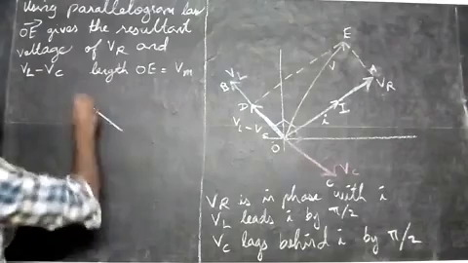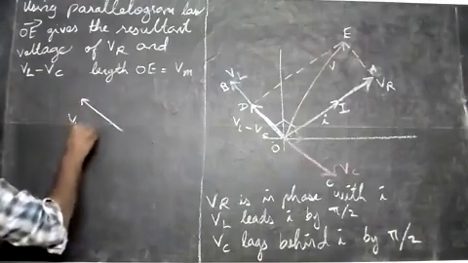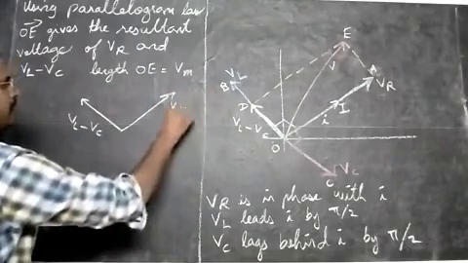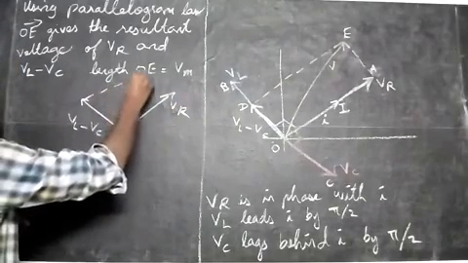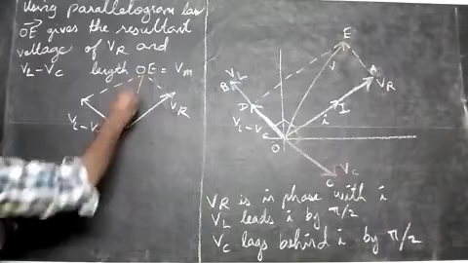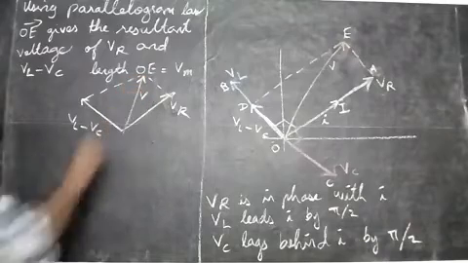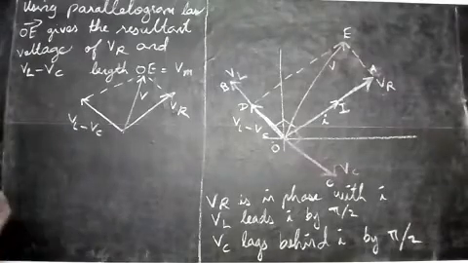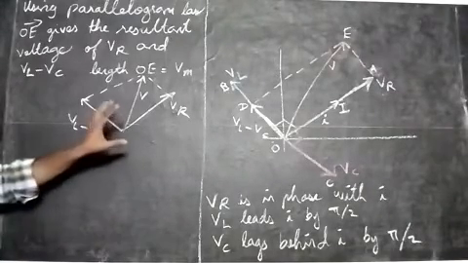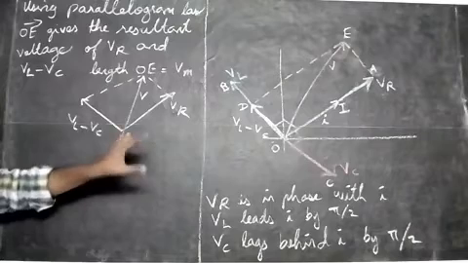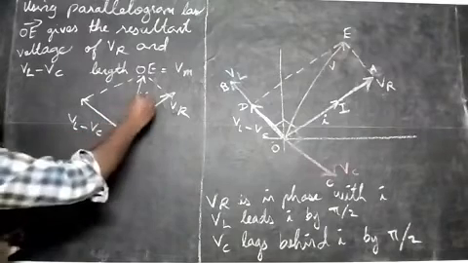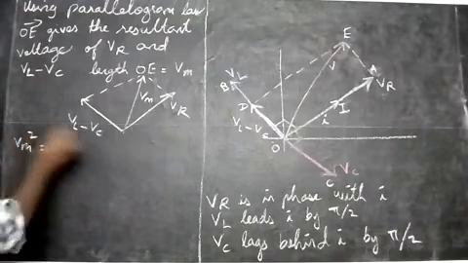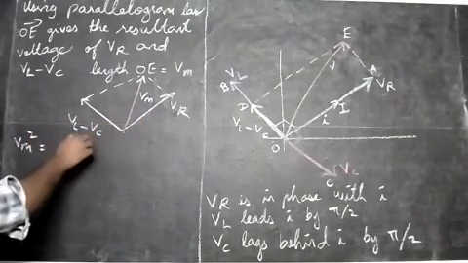The same picture here, I have just taken, let's say VL minus VC, and on this side we got VR. Now construct the parallelogram, and this will give us the resultant voltage V. Its length will be VM. Now you see from the picture, and we learned using the parallelogram law also, its length will be VM. So VM square will be equal to VR square plus VL minus VC the whole square.